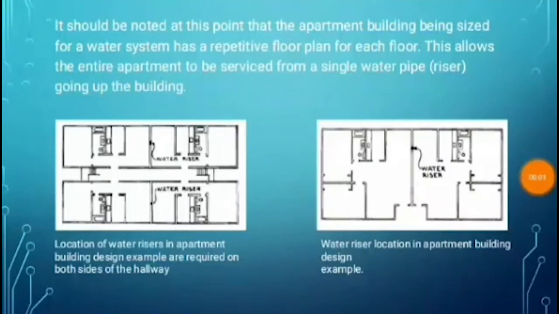It should be noted that at this point, the apartment building being sized for the water system has a repetitive floor plan for each floor. This allows the entire apartment to be serviced from a single water pipe riser going up the building. As you can see in the picture, on the left side of the apartment, the water risers are both located on the side of the hallway. On the right side, the water riser is located at the wall.